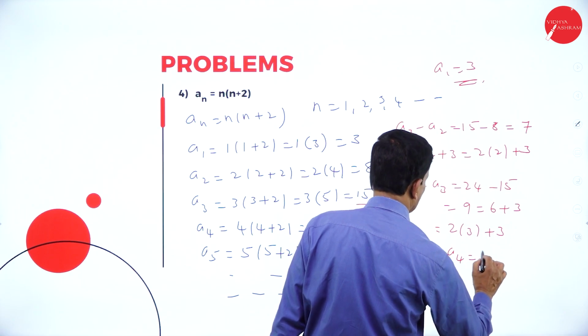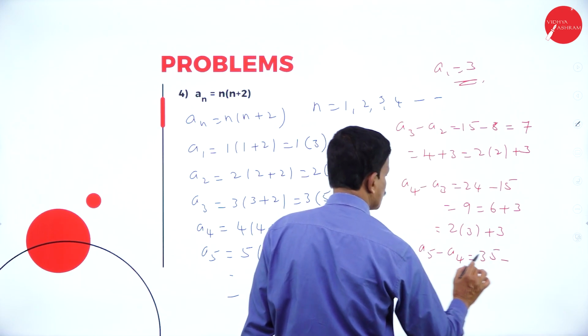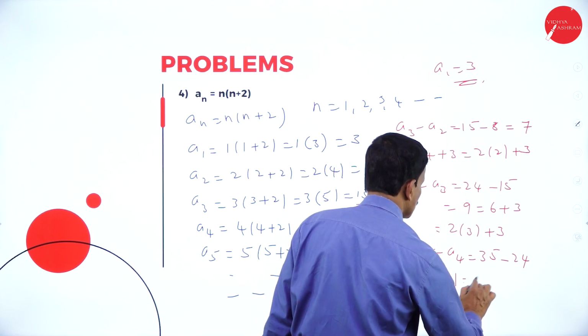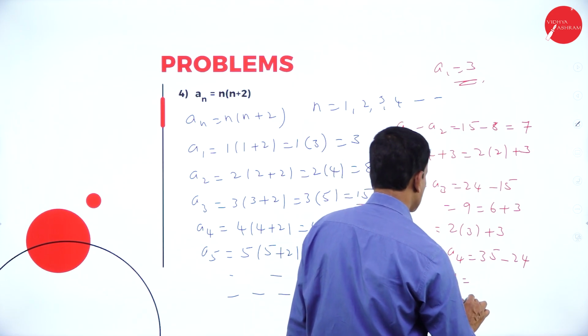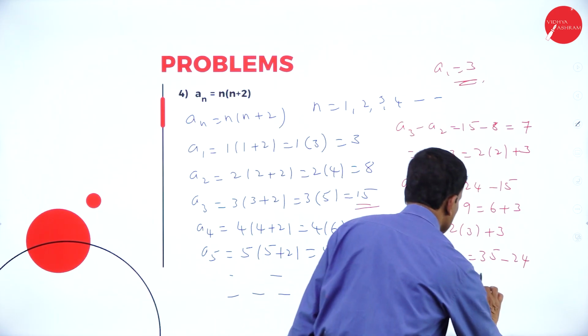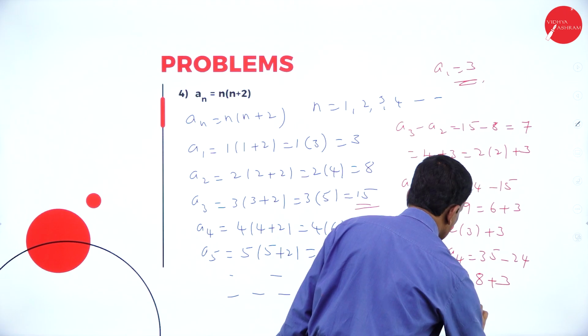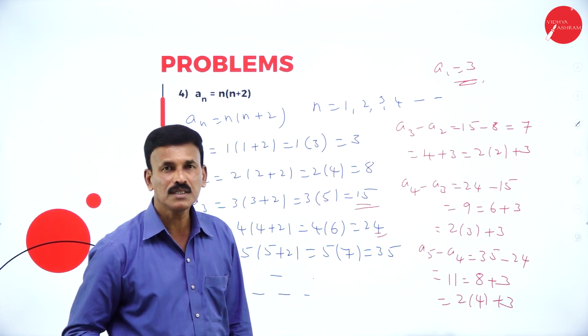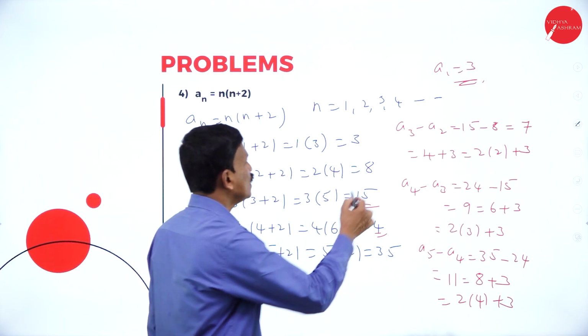What is A5? A5 is 35 minus A4, which is equal to 24. So this is equal to 11. How do we write 11? 11 can also be written as 8 plus 3. And 8 can also be written as 2 into 4 plus 3. Now, if you observe carefully, what will you get?